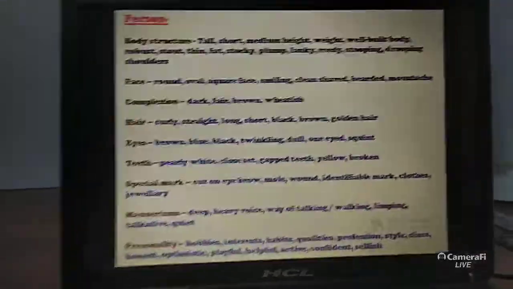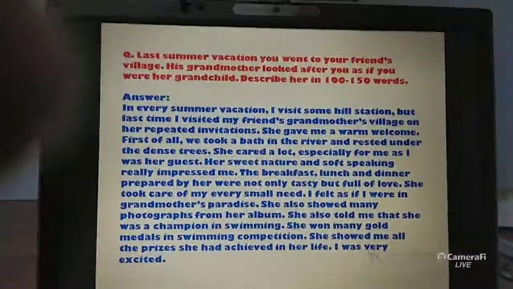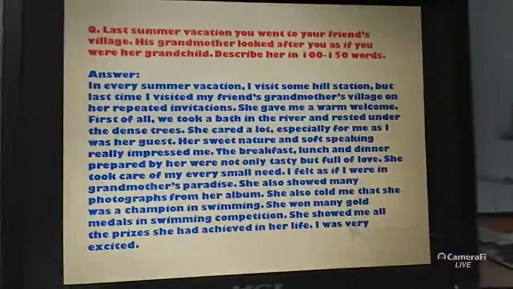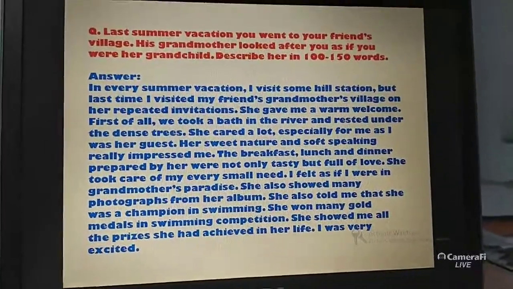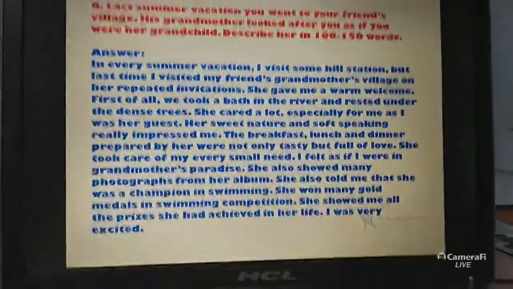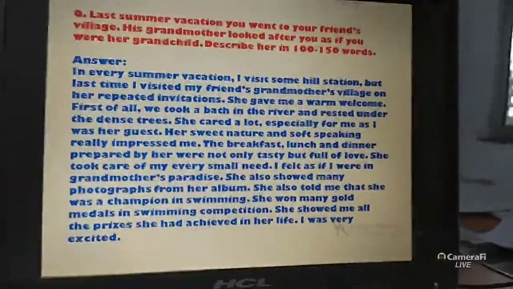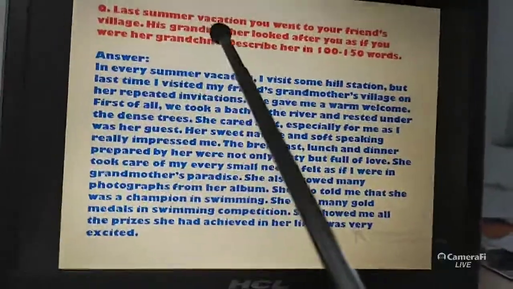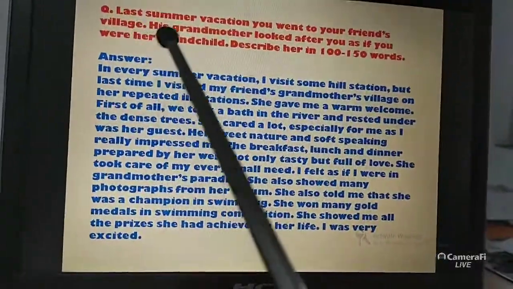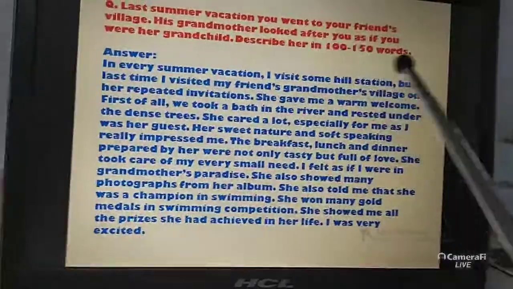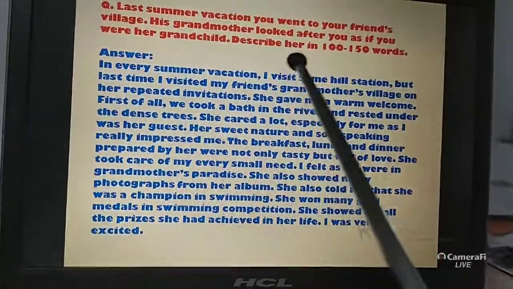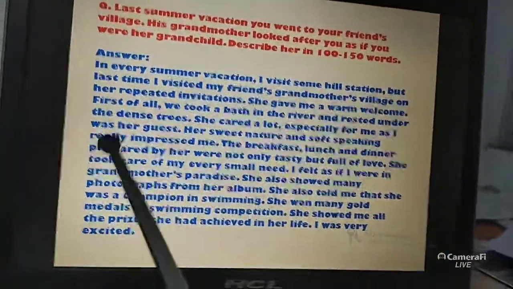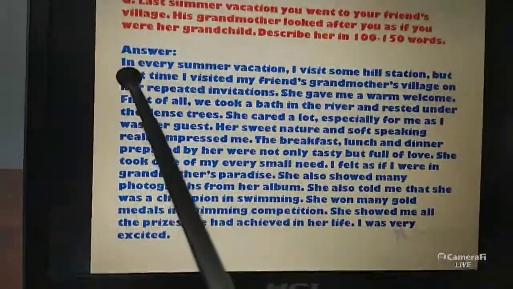Okay, so now let us come to examples. Suppose I told you that last summer, this is the question, last summer vacation you went to your friend's village. His grandmother looked after you as if you were her grandchild. Describe her in 100 to 150 words. So this is the word limit. So you have to basically write the paragraph in reality. So how will you write?